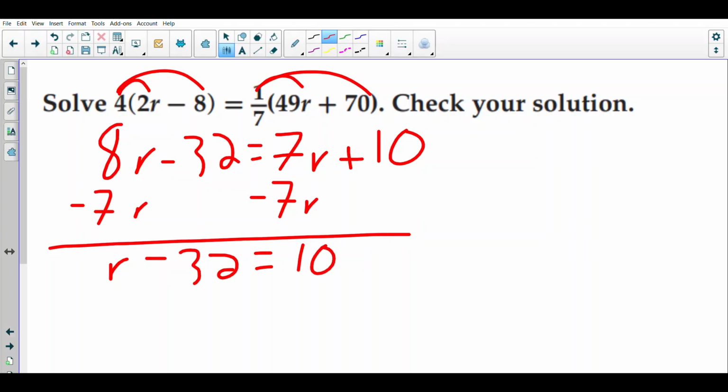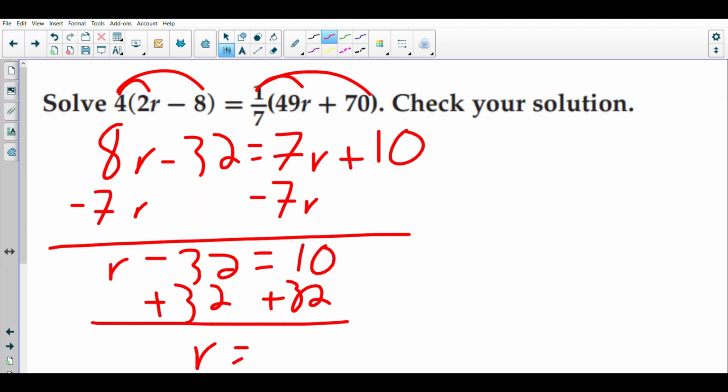And well, that kind of works out nice. I don't have to do any division. I just have to move the 32 over. So I get r is equal to 33.